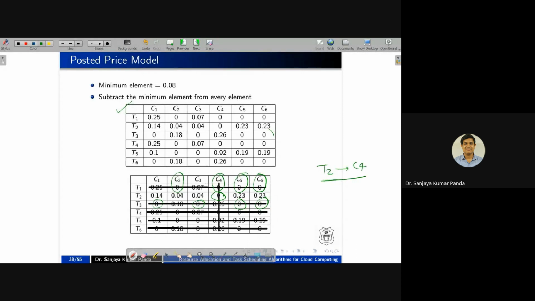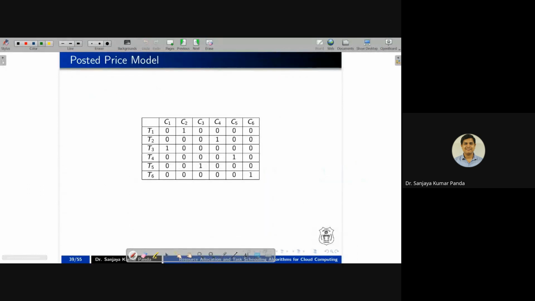And once a task is assigned to a particular machine or cloud, another task cannot be assigned to that particular machine. So if you look into this particular matrix, whatever you are looking at in these ones, these are the assignments of tasks to the different machines. So you can see per machine, we are getting exactly one task from the posted price model. So this is another resource allocation model. Like that, there are several resource allocation models available in cloud, and it is also extended to fog computing.